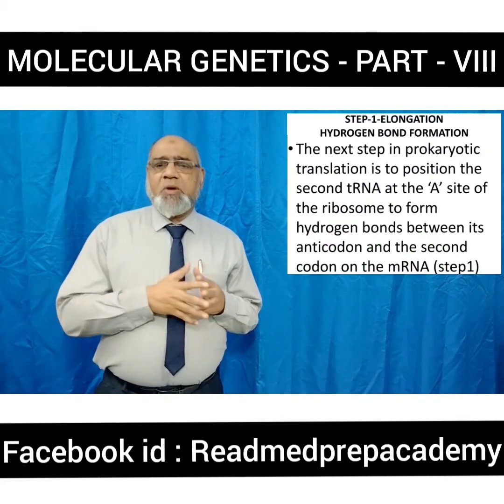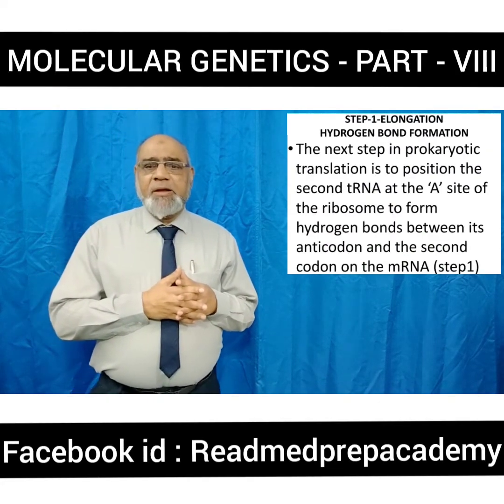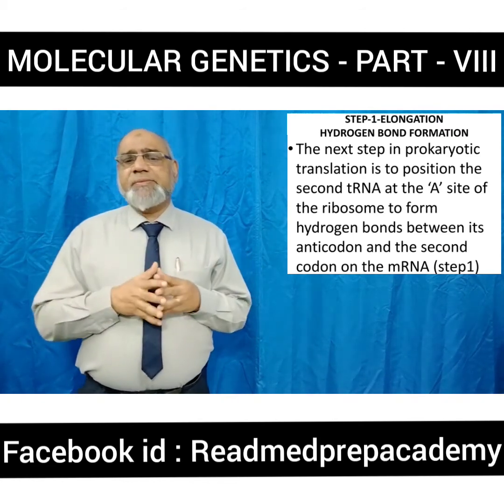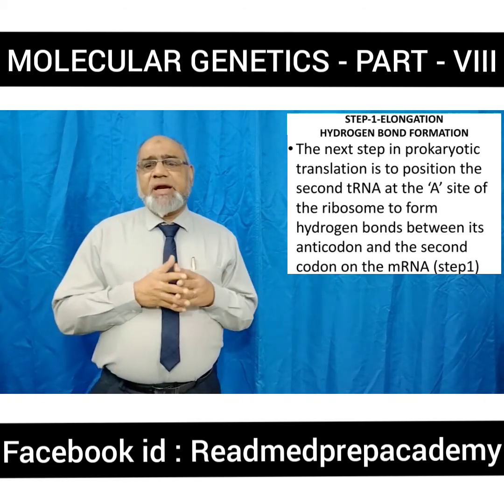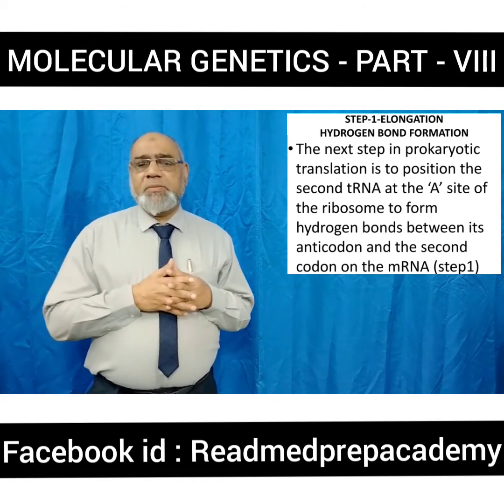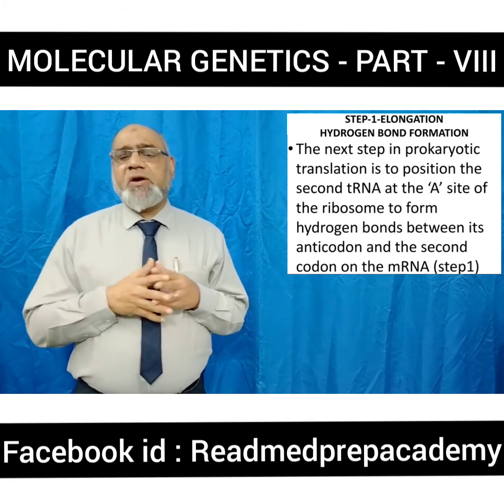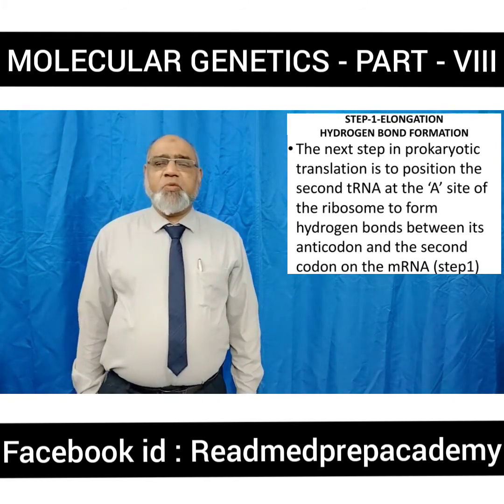Now what is step 1 in the elongation? First is the hydrogen bond formation. In the prokaryotic translation, the second transfer RNA at the A site of the ribosome forms hydrogen bonds between its anticodon and the second codon on the messenger RNA, which is step 1.